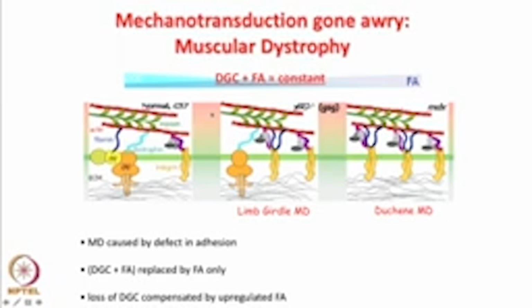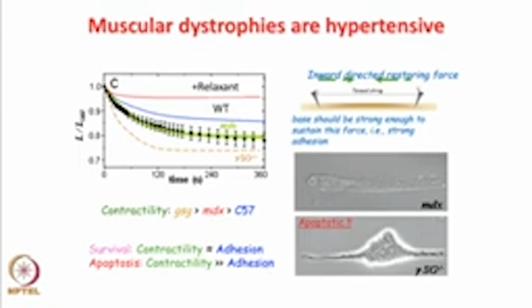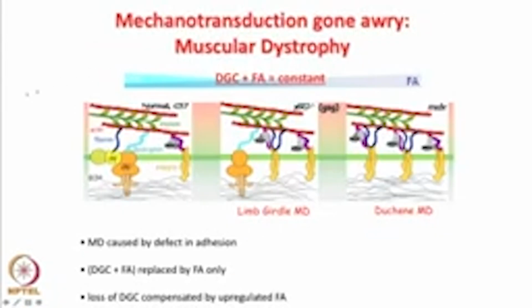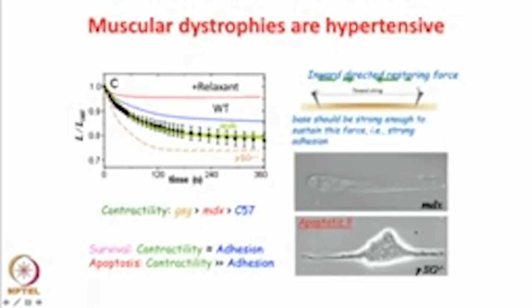So, what has been known is, as a consequence of integrins being overexpressed, this would mean that integrin expression would be higher in these diseased contexts. And what has been seen is, when you look at these cells in culture, these are myotubes formed from MDX cells or gamma sarcoglycan deficient cells.